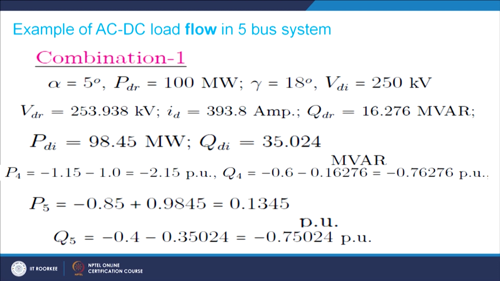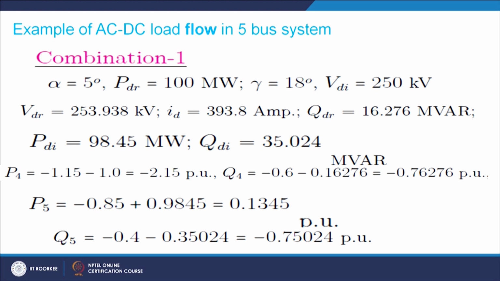At bus 4, the reactive load which was already connected was 60 MVAR. So, this is minus 0.6, and also this is absorbing 16.276 MVAR. So, in per unit it is 0.16276. So, then net reactive power load here is minus 0.6 plus this. So, the net reactive power load at bus 4 has also increased. So, it is minus 0.7626.